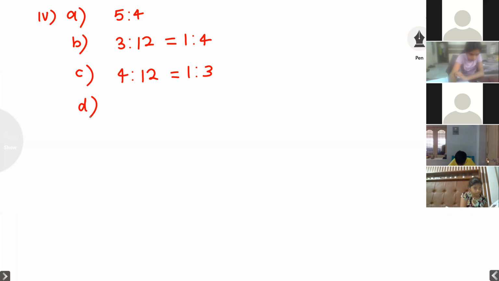D question. Number of circles to the number of triangles inside the box. Number of circles are 4. And how many triangles are there inside the box? 1, 2, 3, 4, 5. 4 is to 5. E answer 3 is to 5. F answer 5 is to 3.